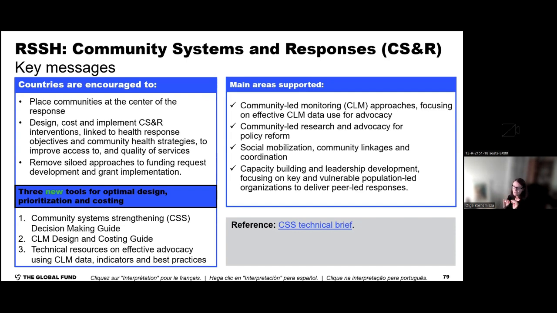There are 3 new tools that I've highlighted at the bottom that have been developed to help you. And these are referenced in the CSS technical brief, as well as upcoming on the Global Fund website. So I highly encourage, if you're working in this space, to have a look at these.